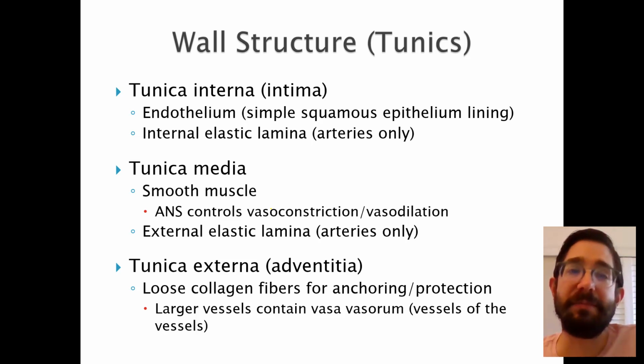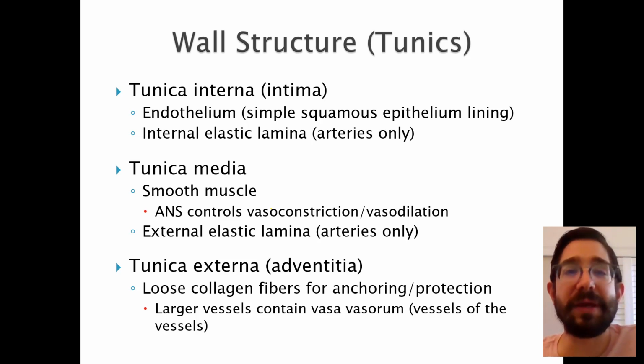The middle layer is the tunica media. This means the middle coat. It has a lot of smooth muscle, and the autonomic nervous system is going to control the contraction and relaxation of that smooth muscle. And because the term vaso means vessel, we call that vasoconstriction and vasodilation. And in the tunica media, in arteries, you have another elastic lamina, the external elastic lamina, serving the same purpose as the internal elastic lamina.